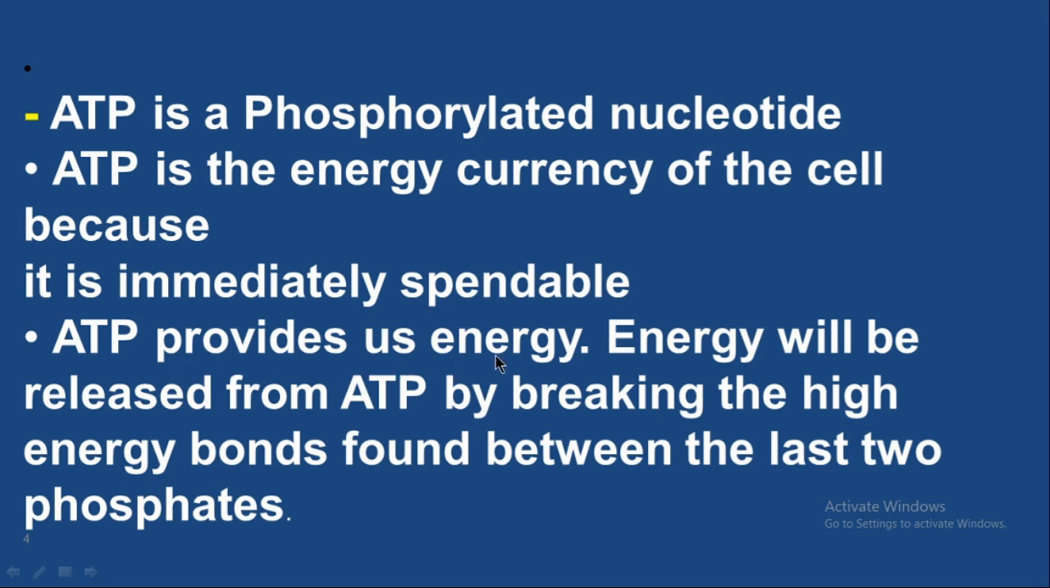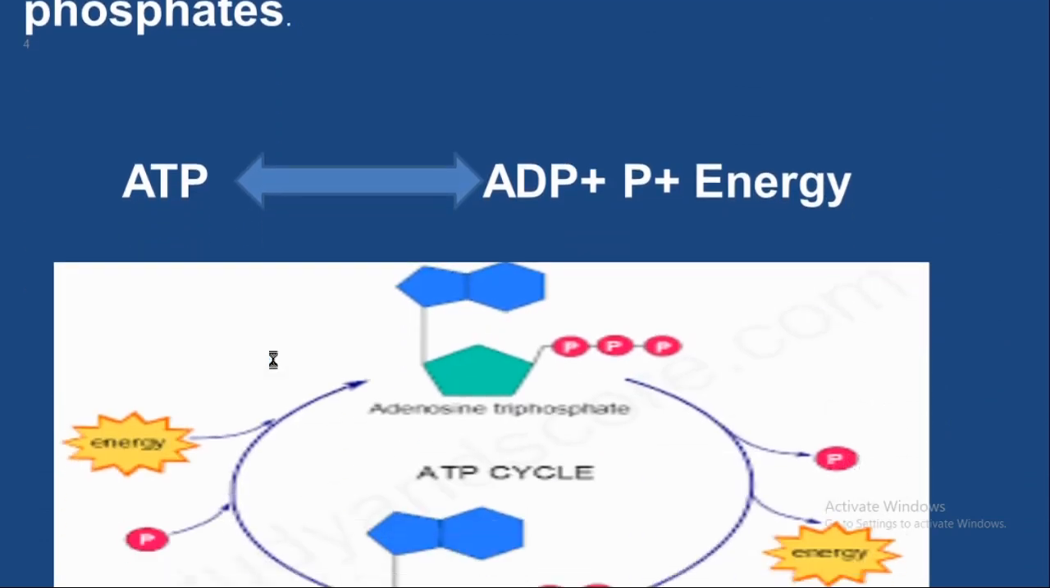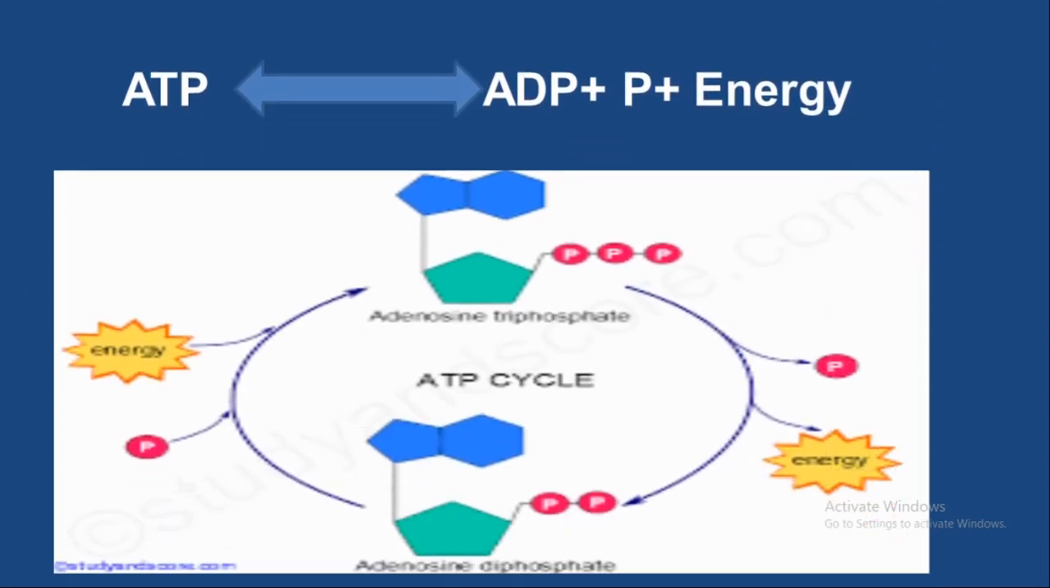ATP provides us energy, and the energy is released from ATP by breaking the high energy bonds found within the last 2 phosphate groups. That means when the bonds that hold the chemical energy of the third and the second phosphate are broken down, a certain amount of energy is released. That energy is important for different purposes.